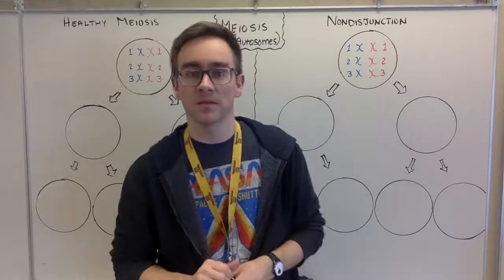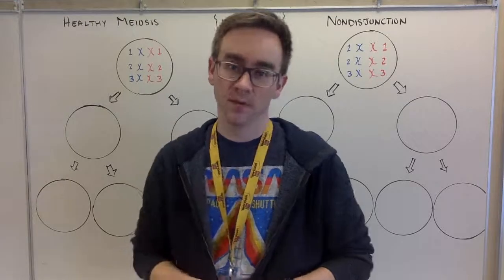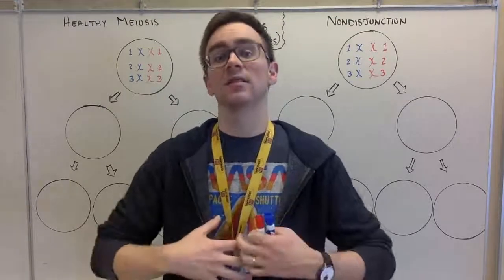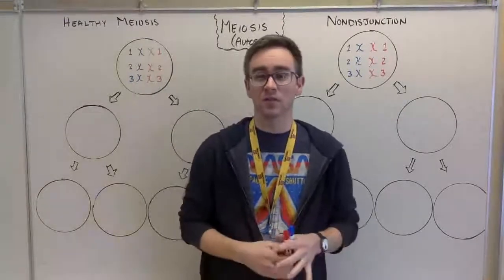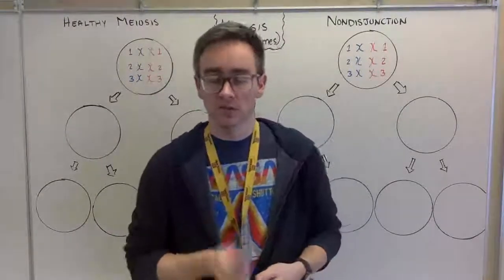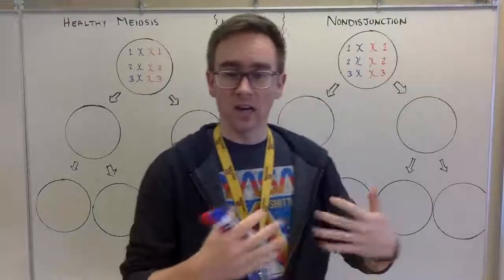Today we're going to talk about something called nondisjunction. Basically, this is what leads to things called chromosomal disorders. This is what happens when things go wrong. So this is what we're going to do today. We're going to do this in a couple different phases.